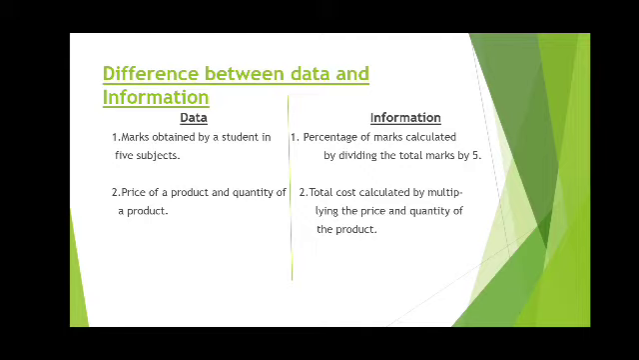And in information, total cost is calculated by multiplying the price and quantity of the product. So the total cost of that is calculated from quantity and price.